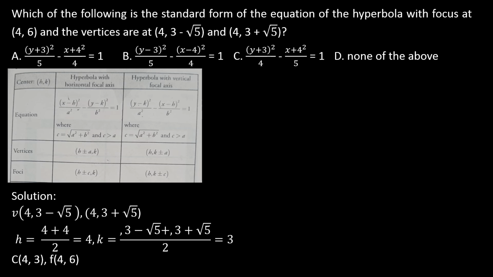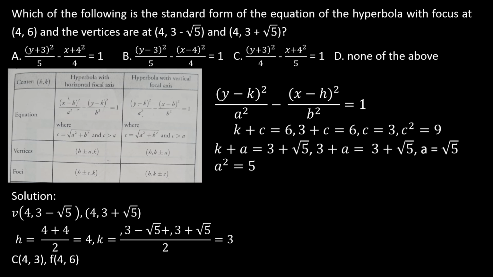This type of equation is compatible with this problem because the first value, h, of the center and the focus of this given hyperbola in the second equation, with foci (h, k plus or minus c), are equal this time. Therefore, we have to use that equation: y minus k to the power of 2 over a squared minus the quantity of x minus h to the power of 2 over b squared equals 1. From that, we have k plus c, which refers to the focus.